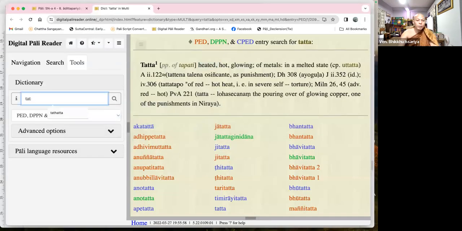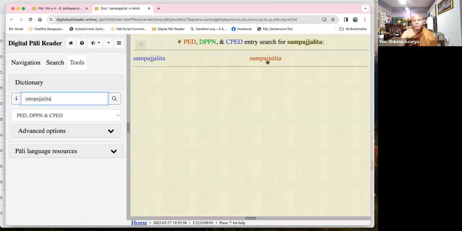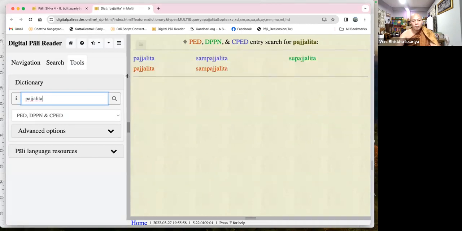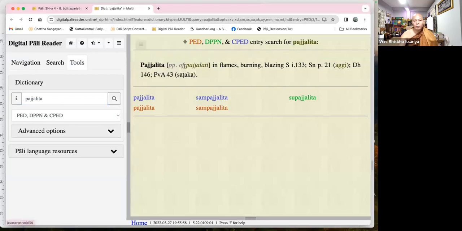So sambhijalita. Okay, inflamed or ablazed, ablazed, inflamed. So it is a past participle. So bijalita is from bijalati. Okay, bijalati.